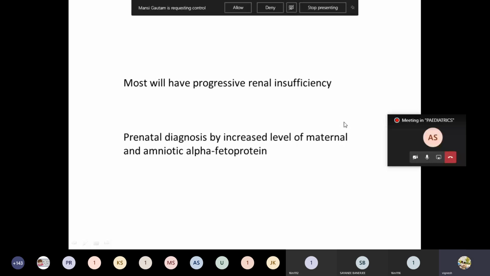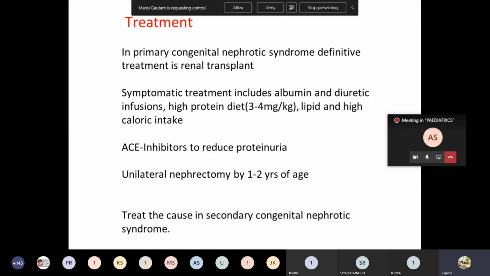Most have progressive renal insufficiency. Prenatal diagnosis can be done by an increased level of maternal alpha fetoprotein in the amniotic fluid. Treatment of primary congenital nephrotic syndrome is definitely renal transplantation. We can use ACE inhibitors to reduce the proteinuria and hypertension also. Albumin and diuretic infusion can be done. A high protein diet should be advised for children. Treat the cause of secondary nephrotic syndrome. Please remember this. You will get a shortcut.